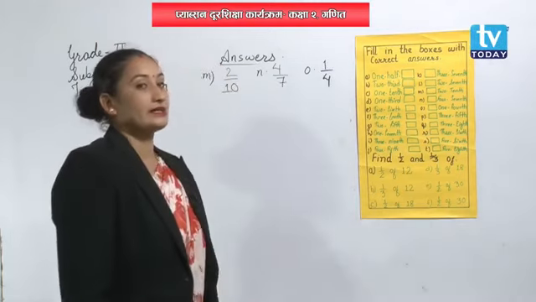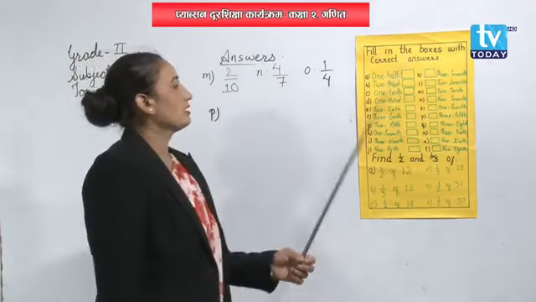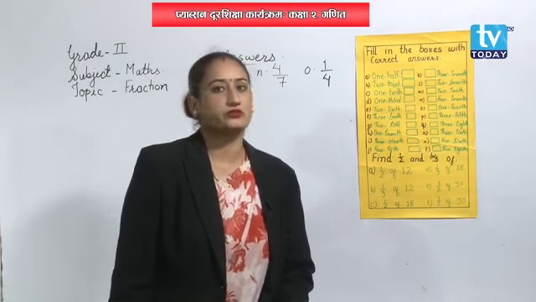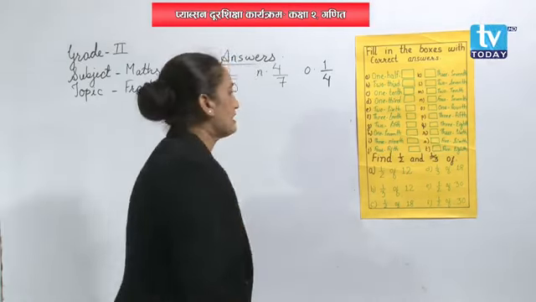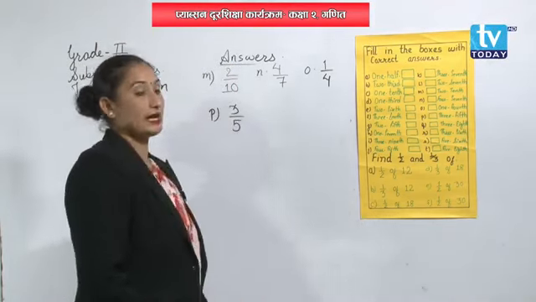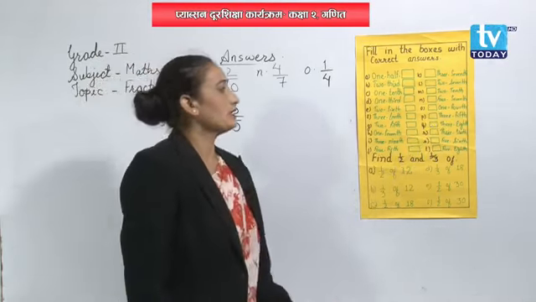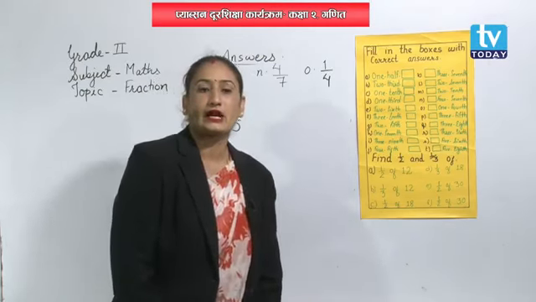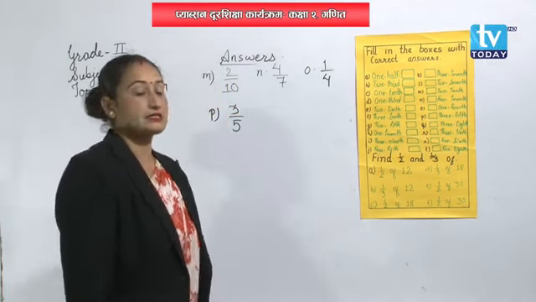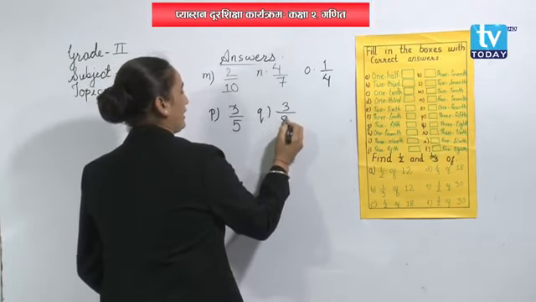Now, it's time for P number. Have a look at P number. 3/5. Out of 5 parts, 3 parts are shaded. So, write down here 3/5. Done? Good. Now, here in Q number, 3/8. Out of 8 parts, how many parts are shaded over here? It's 3. So, write down 3/8.